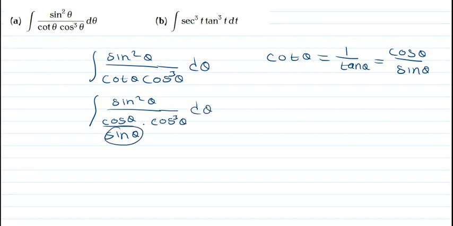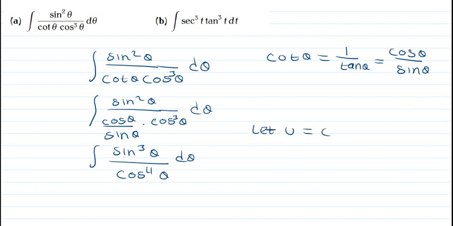So since sine is in the denominator here, it's going to multiply with the numerator. So we're going to have sine cubed theta over cos multiplied by cos cubed theta. We are going to have cos power 4 theta d theta. Then we can let u be equal to cos theta, so that when you differentiate, you get du, which will be equal to negative sine theta d theta.